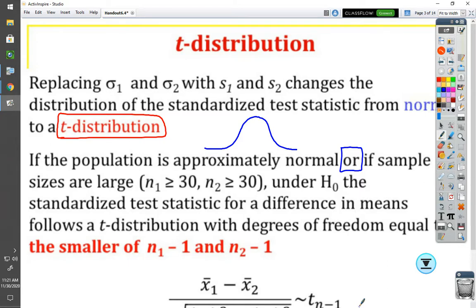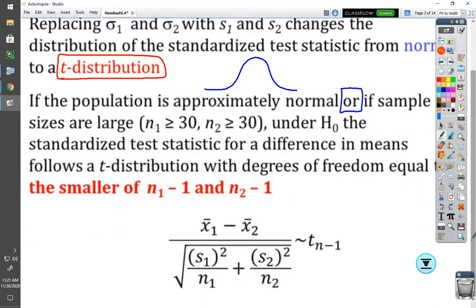It says under H sub 0 that the standardized test statistic for a difference in means follows a t-distribution with degrees of freedom. Remember, the degrees of freedom are always one smaller than the sample size, but now we have two sets. So now we're going to focus on the smaller of either n1 or n2. And our distribution will take place according to the formula. We'll walk through the formula, and we'll make sure that you can utilize all aspects of the formula.